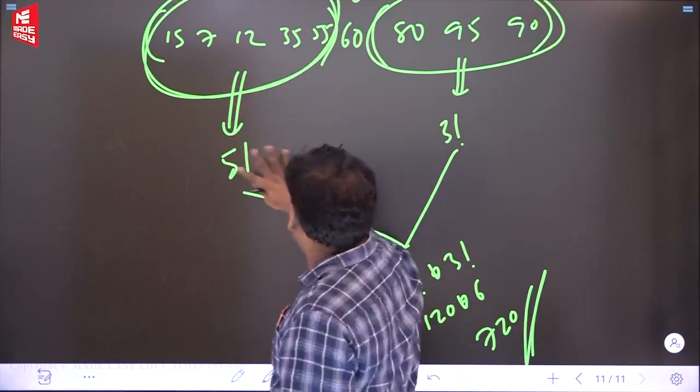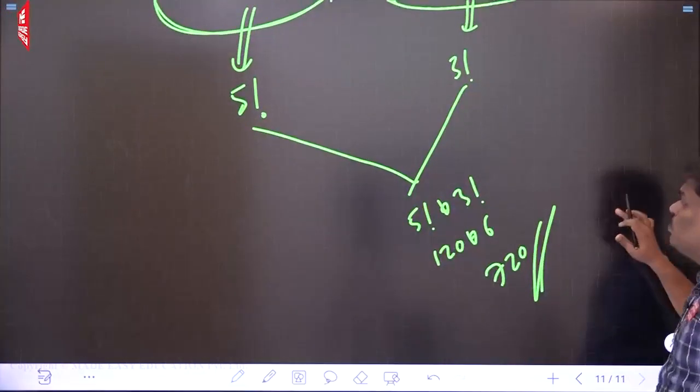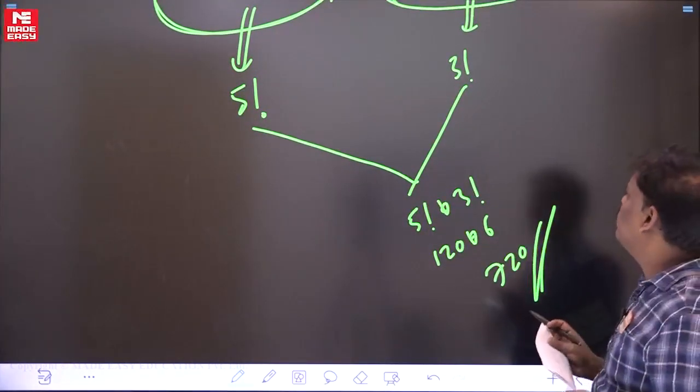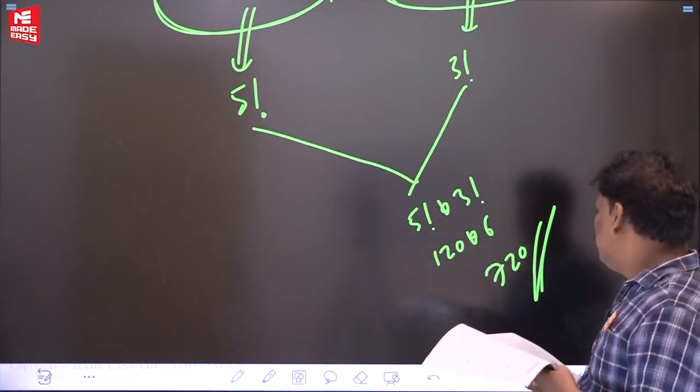So, you can arrange this one 5 factorial ways. You can arrange this one 3 factorial ways. Totally 720 ways you can arrange at the end of the first pass of the partition algorithm. For question number 16, the answer is going to be 720. Now go to the next one.